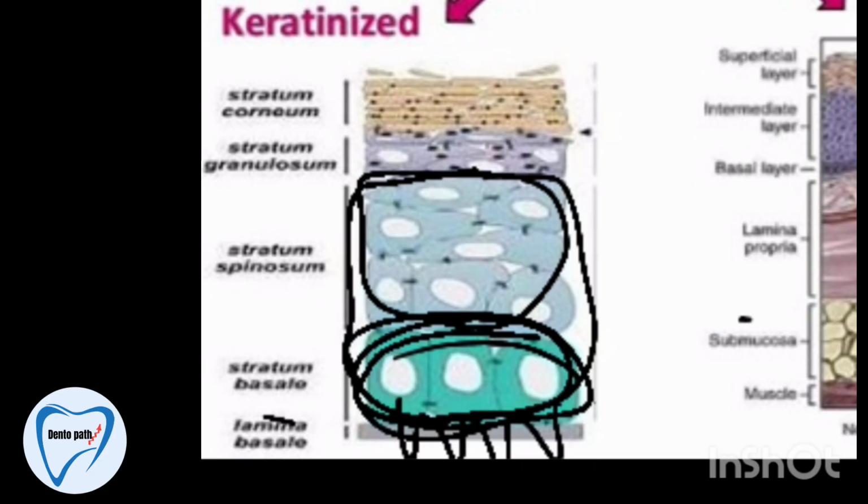Then the Merkel cells are located in the deeper layer of the epithelium. They harbor nerve endings and they are connected to adjacent cells by desmosomes. They have been identified as tactile perceptors.